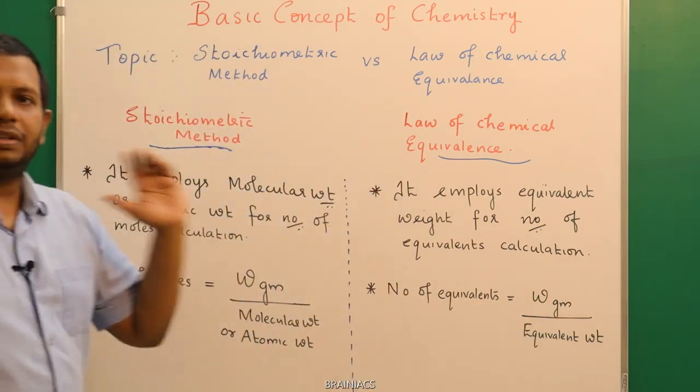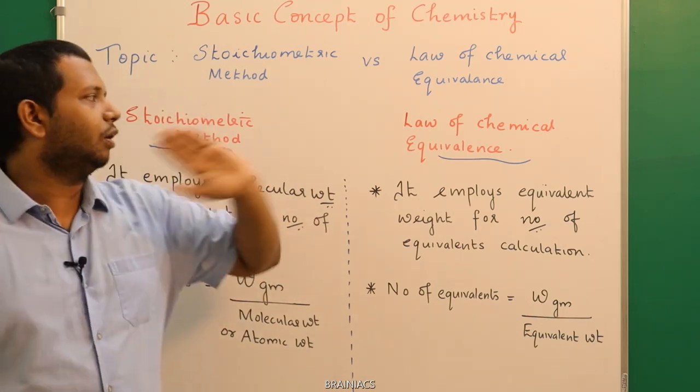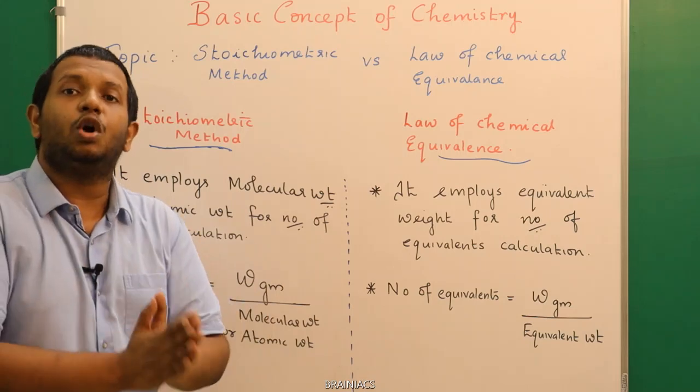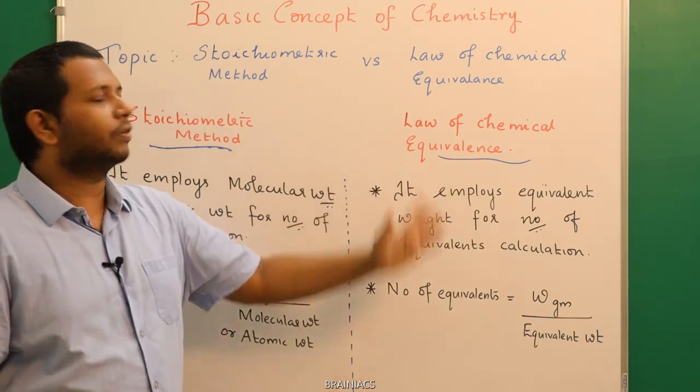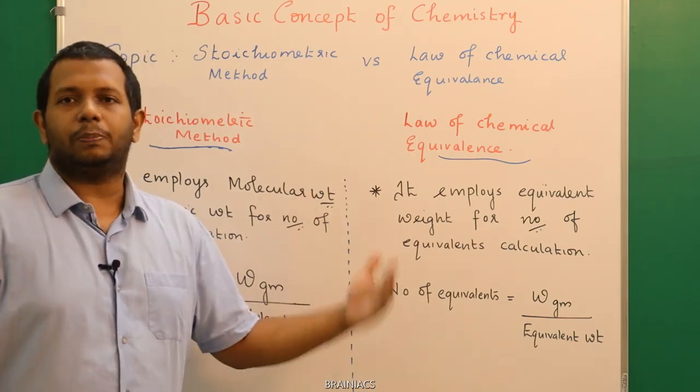So I hope with this I have tried to put out all the differences between the stoichiometric method and the law of chemical equivalence. Now we will go into detail on what the law of chemical equivalence is and try to understand that. Then we will go to the problems.